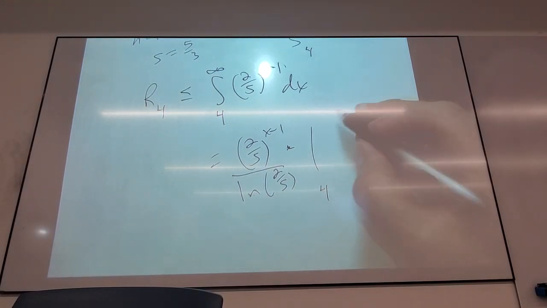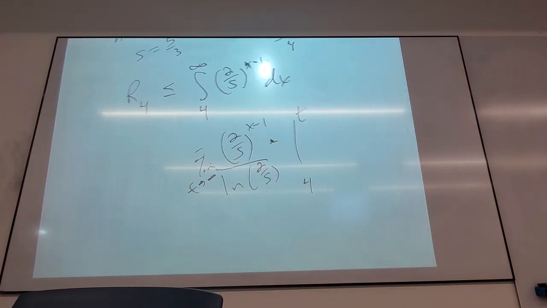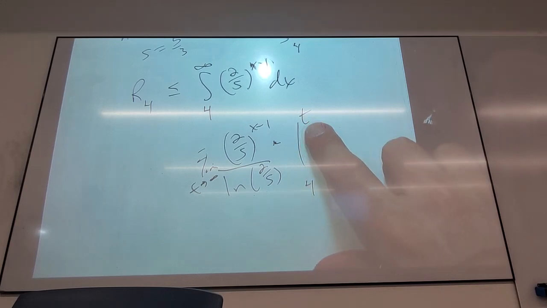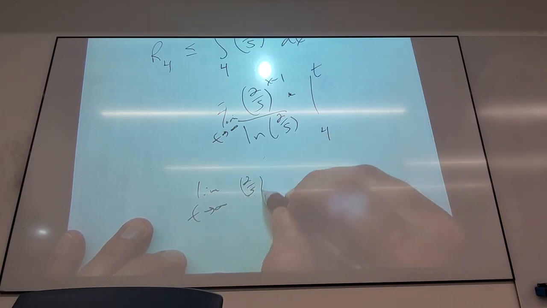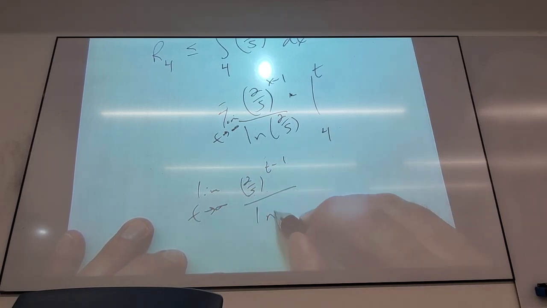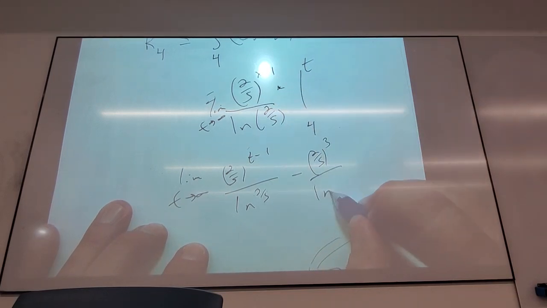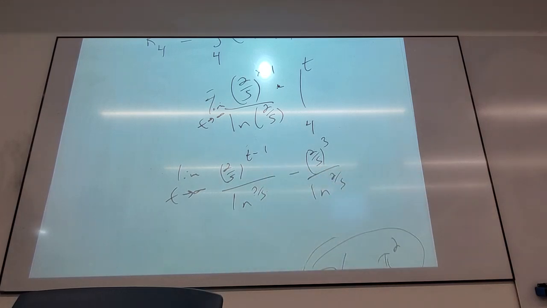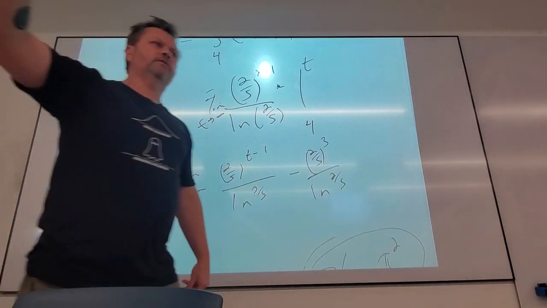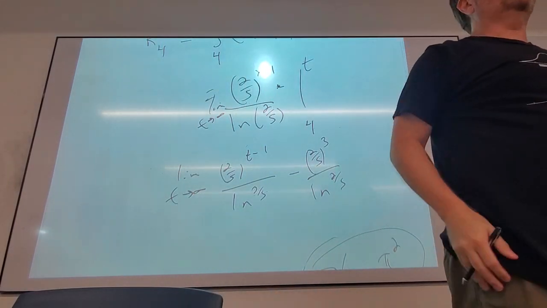Evaluated from 4, and I'm being a little loose here, but I can bring my limit in there. I'll get 2/5 to the t minus 1 over natural log of 2/5 minus 2/5 cubed, divided by natural log of 2/5. Do you guys see what happens when I let t go to infinity? This is the fundamental idea behind a geometric series. What is 2/5 to the t minus 1 as t goes to infinity?